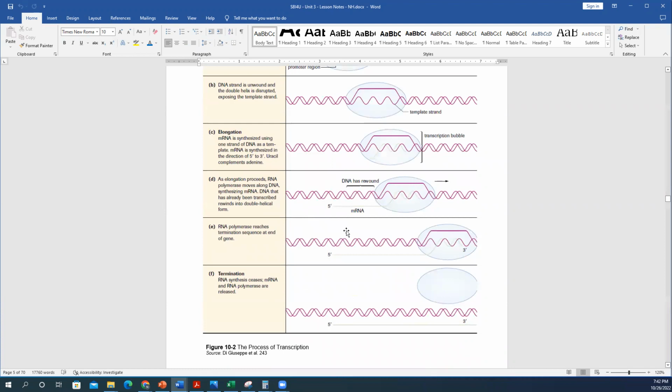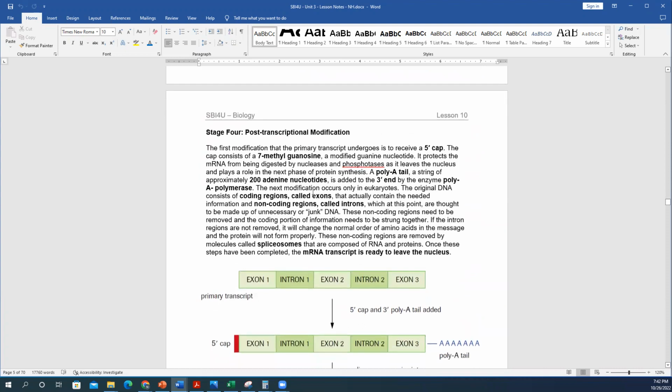So transcription happens as this mRNA is being made until finally at termination, this RNA polymerase reaches the termination sequence at the end of the gene. And the mRNA and the RNA polymerase are released from the DNA, the double strand closes again, and the polymerase is free to go and bind to the promoter again and carry out another set of transcription, and the mRNA then goes into post-transcriptional modification.